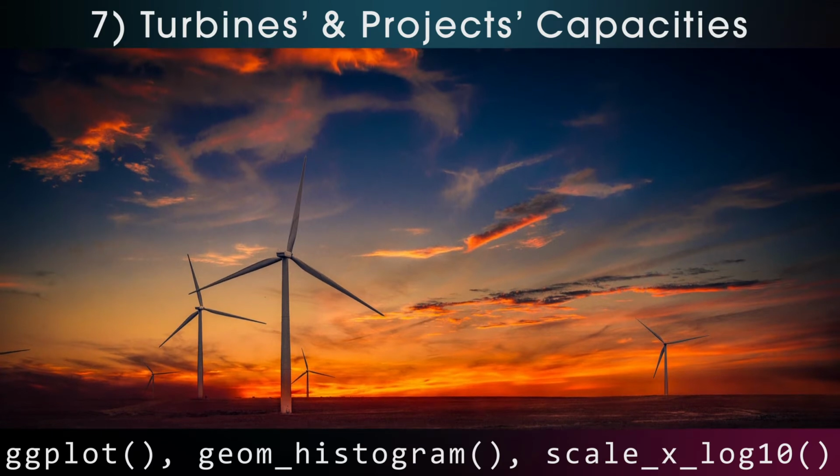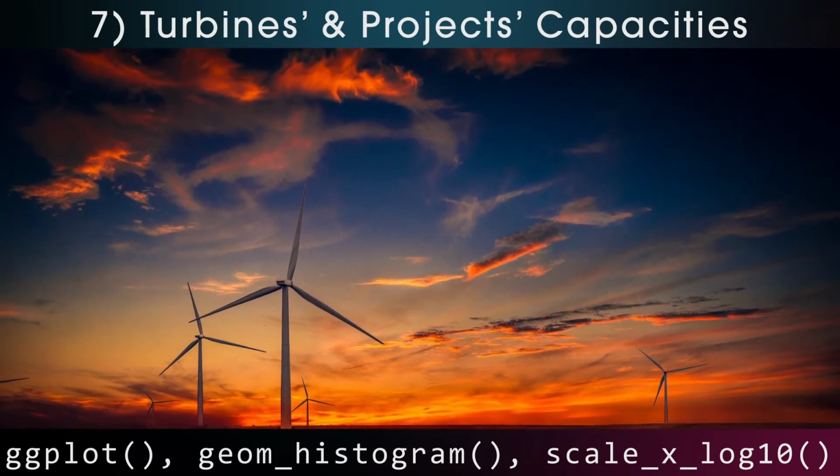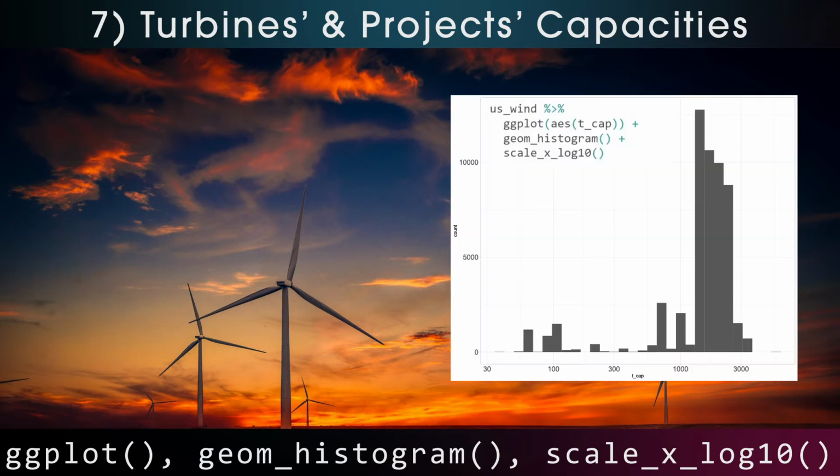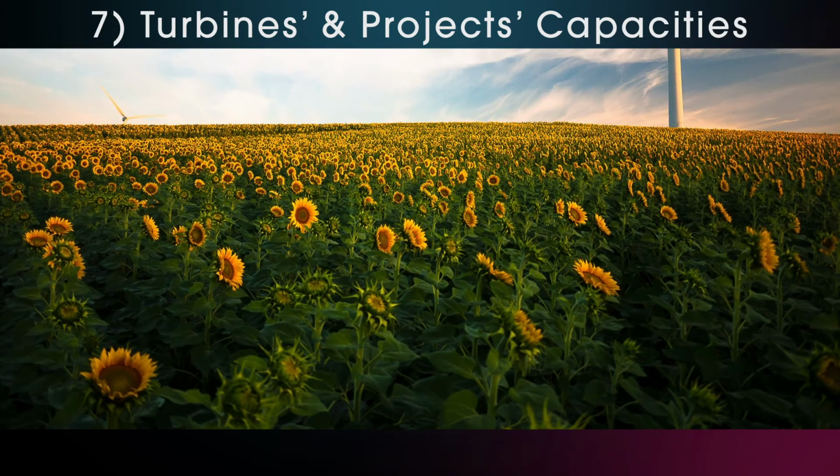Before we look at project capacities, we can plot the different capacities per turbine. We can do this with geom histogram, either on a log scale to add some more details on the capacities below 1000 kilowatts, or on the normal scale, which gets a bit squished together due to one capacity being as high as 6000. Let us move on to the project capacities now.